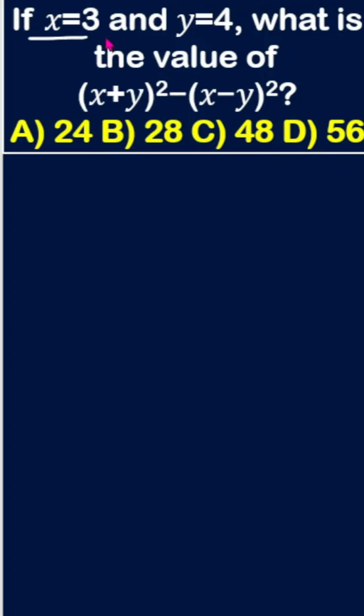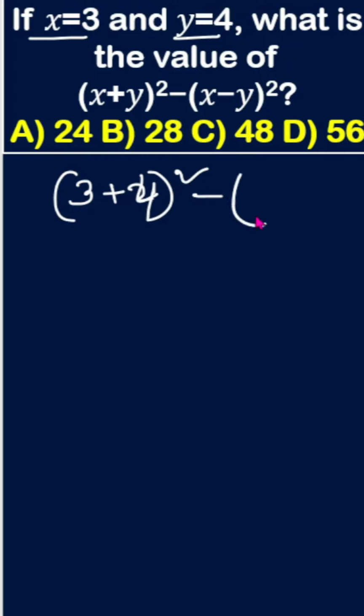If x equals 3, y equals 4, what is the value of (x plus y) square minus (x minus y) whole square? Usually most people will put the value like 3 plus 4 whole square, minus x which is 3 minus y which is 4 whole square.